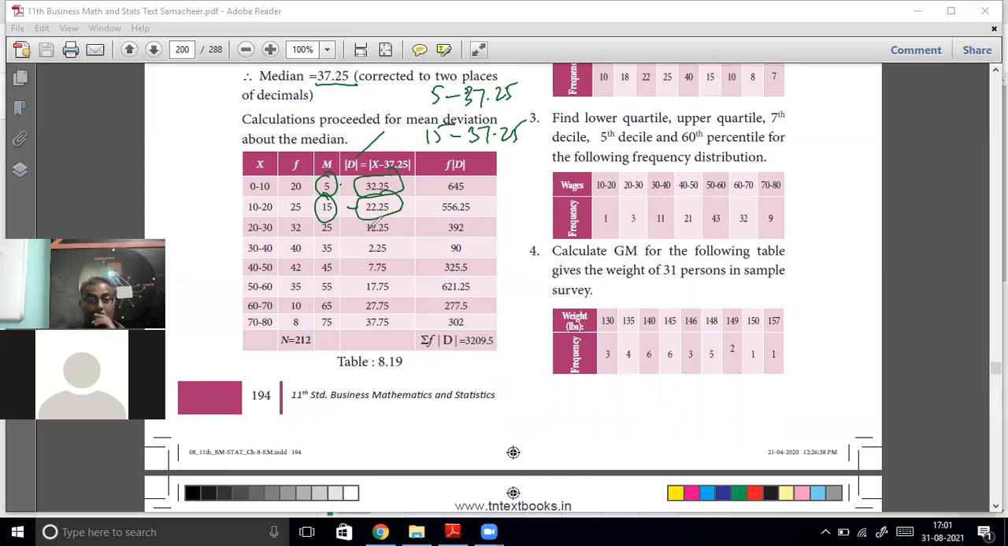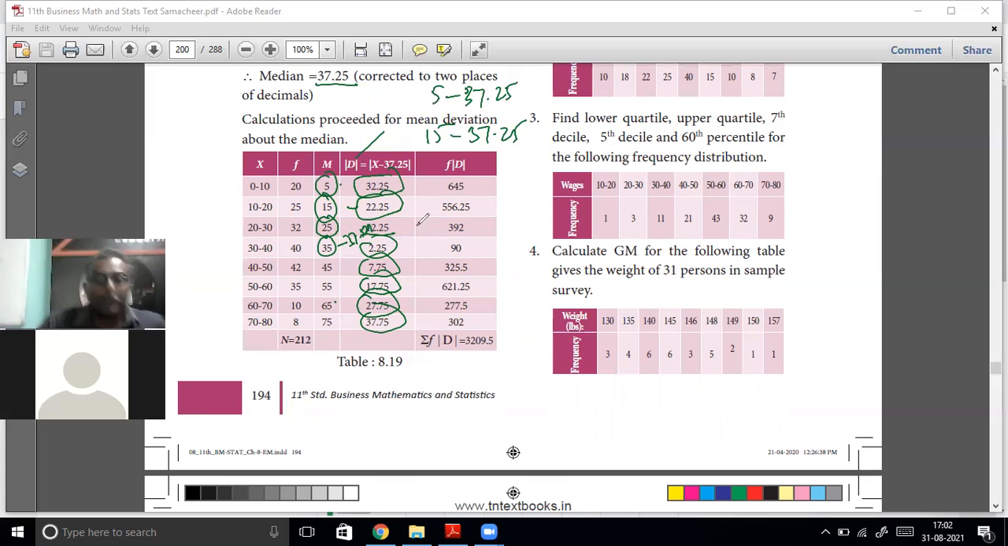Sorry, 25 minus 37.25. That is 12.5. Then 35 minus 37.25 is 2.25. Then 45 minus 37.25 is 7.75. Then 55 is 10 more, then another 10 more, then another 10 more, because this is also increasing by 10. This is also increasing by 10.